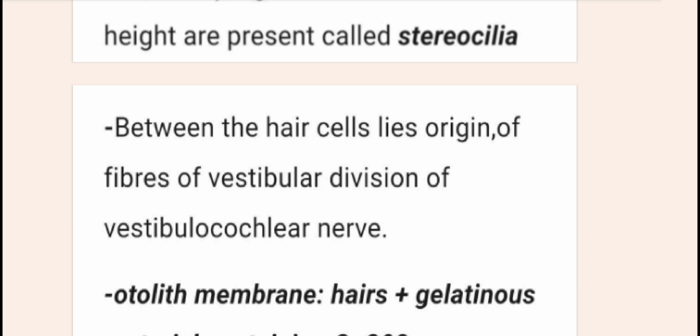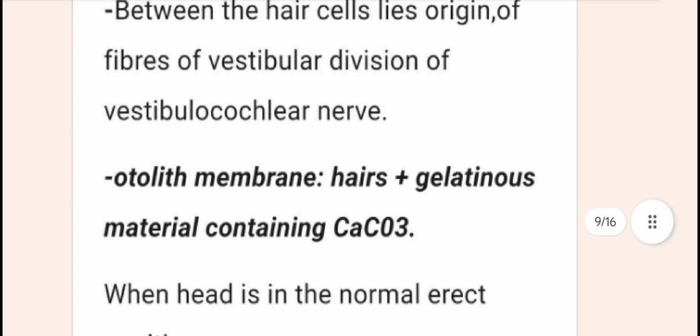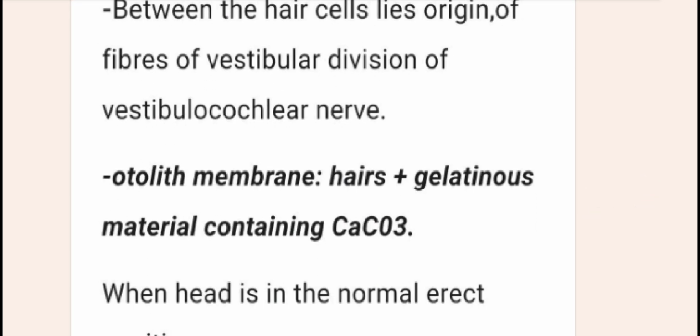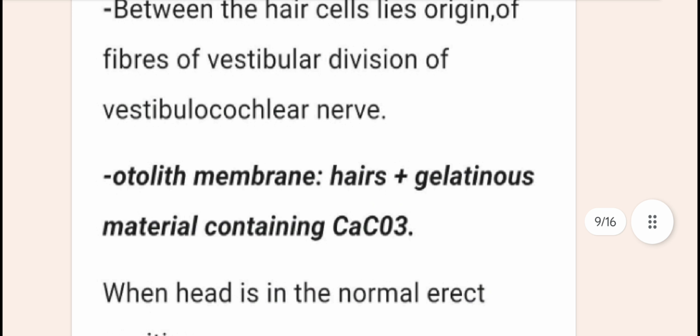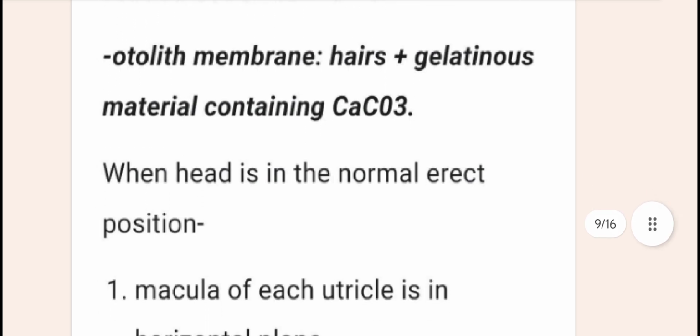Between the hair cells you will see the origin of fibers of the vestibular division of the vestibulocochlear nerve. The otolith membrane is also an important term here; it consists of hairs plus gelatinous material containing calcium carbonate. Okay, this is all about the otolith organ structure.